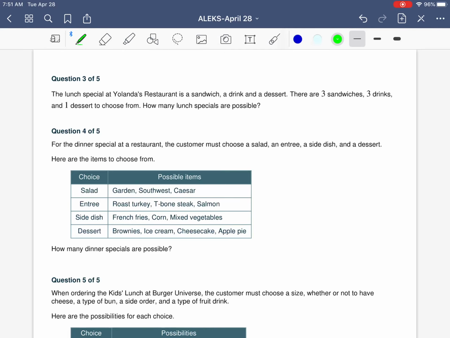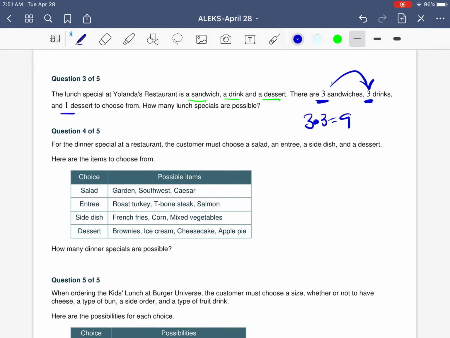Number 3, the lunch special at Yolanda's restaurant is a sandwich, a drink, and a dessert. There are 3 sandwiches, 3 drinks, and 1 dessert to choose from. How many lunch specials are there? So this is, again, we just want to first of all take our first number and we're going to multiply it by our second number. So 3 times 3, which is 9.